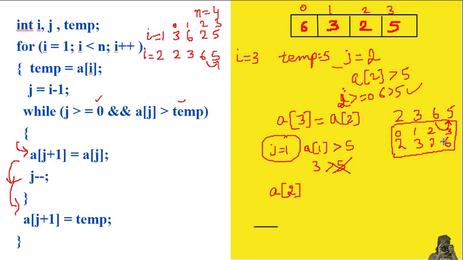So onto the second index we will store the temp value. Now temp value is 5. So now 5 will be inserted here. So after this iteration, our array will look like this: 2, 3, 5 and 6. So this is our sorted array. So this is how insertion sort works, and this is a simple code.